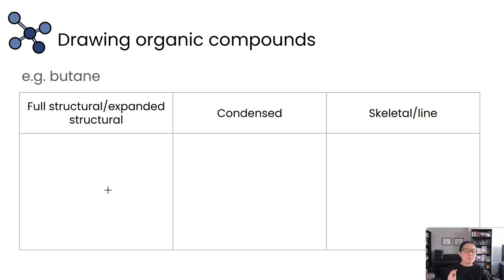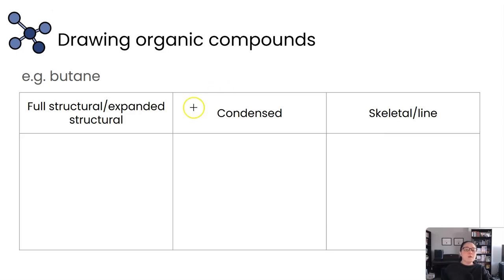Now, as an example of how each of these is going to work, I'm going to draw butane for you. I don't remember if the IB specifically wants you to be able to draw a specific method, so I don't know if they'll specify which method they want you to use. But if you're not taking an IB course and it's me marking everything that you're doing, then no worries. I don't care which one of these you use. You need to be able to recognize them and you need to use them properly.